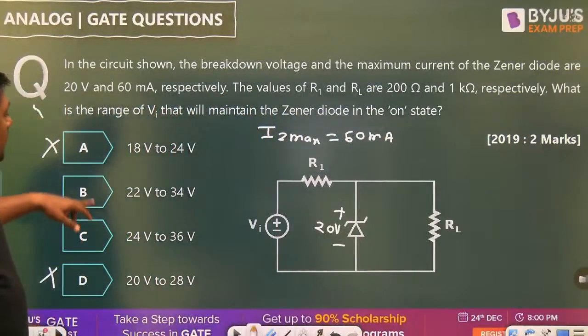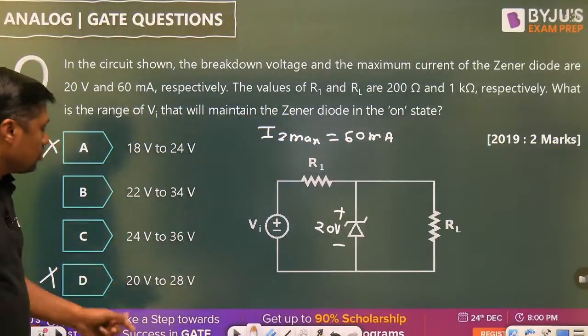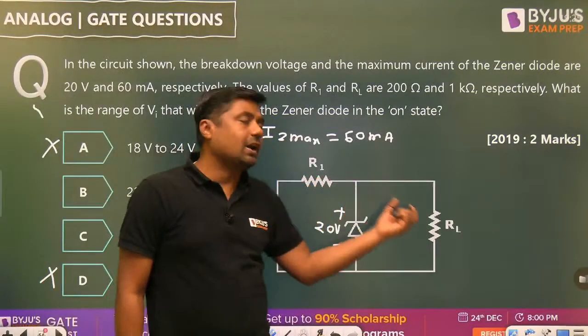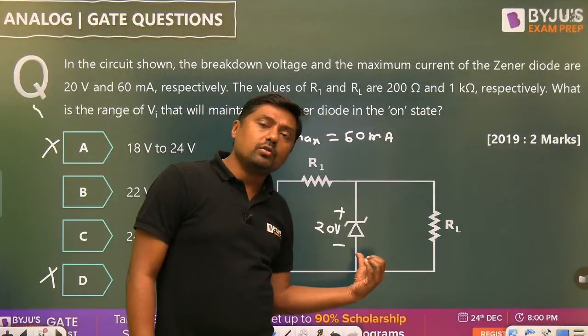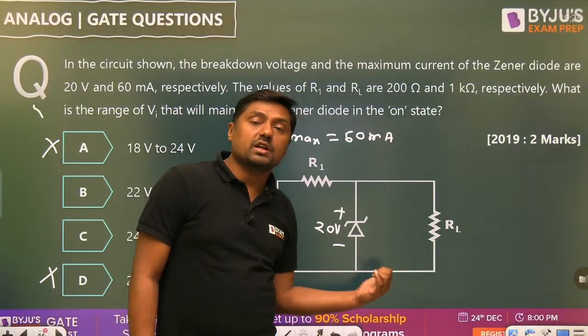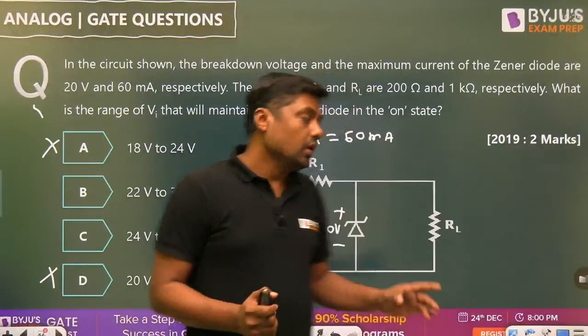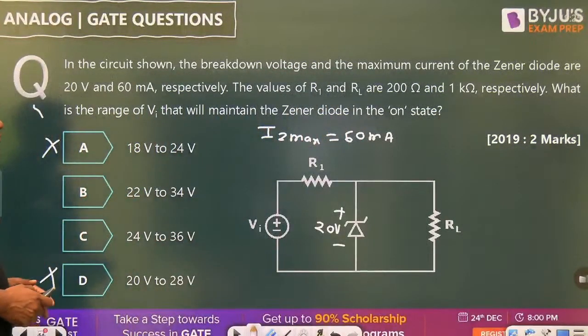Second thing, suppose I am choosing the 20 volt. 20 volt is the margin. When we are giving the 20, definitely it will divide between R1 and RL. Again, we are going to get less than 20 volt across the Zener diode. That's why the Zener diode will not be in breakdown region. Now, out of these 2 we have to choose.